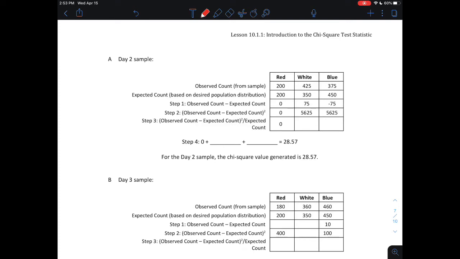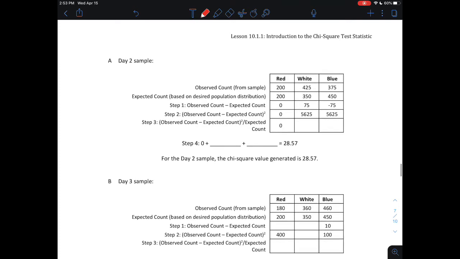Then they squared those results from step 1. 0 times 0 is 0. 75 times itself is 5625. Negative 75 times itself is also 5625. Now we need to do the step 3 calculations. So for white, we would have 5625, divided by its expected count for that column, 350. So 5625 divided by 350 gives us 16.071.